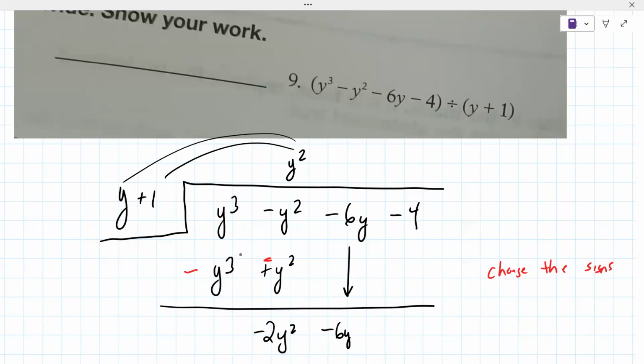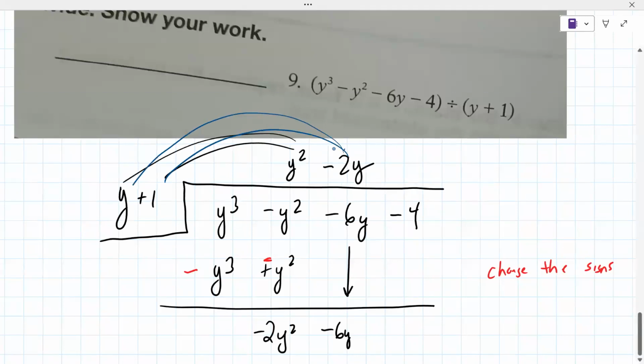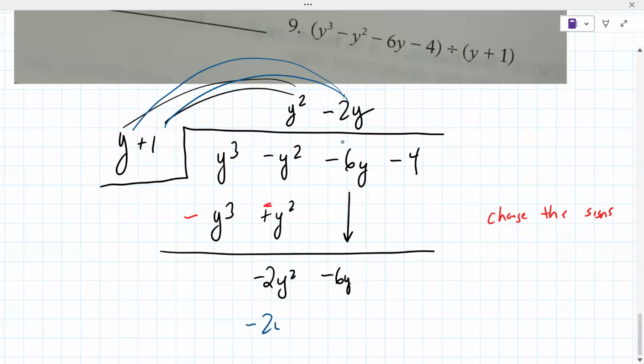So we now want to get to minus 2y squared from y. Well, 2y gets you the 2y squared, but you want it to be negative, so it's got to be a negative 2y. It's a little nuance there, just making sure you get the sign right. You're going to multiply this minus 2y by the y and by the 1. So it becomes minus 2y squared minus 2y.